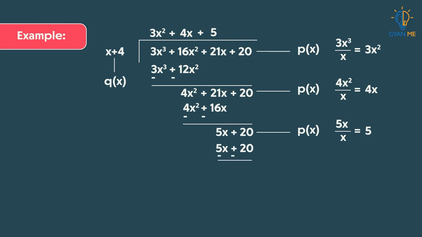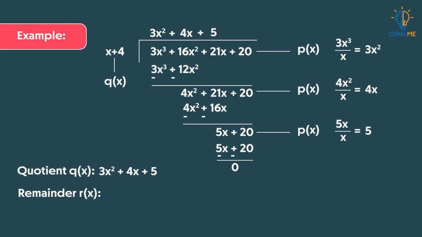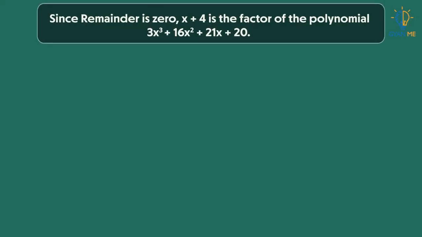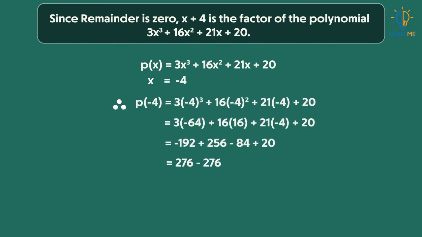Again, repeat the step and observe that the remainder is 0. Hence, the division stops. So we get the quotient q of x equal to 3x square plus 4x plus 5 and the remainder r of x equal to 0. Since the remainder is 0, x plus 4 is a factor of the polynomial 3x cube plus 16x square plus 21x plus 20. We can verify this by replacing x by minus 4 in the expression and finding its value. We observe that it comes out to be 0.